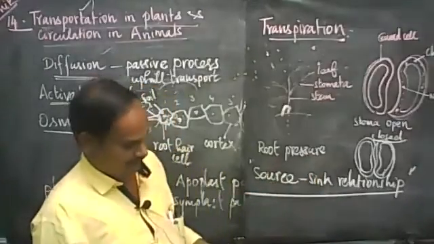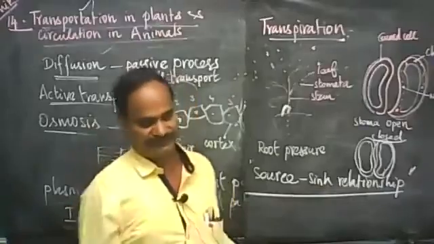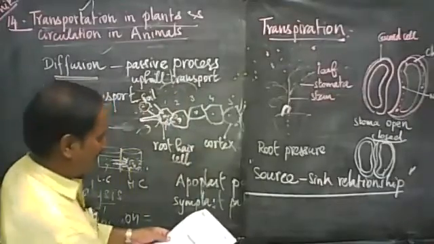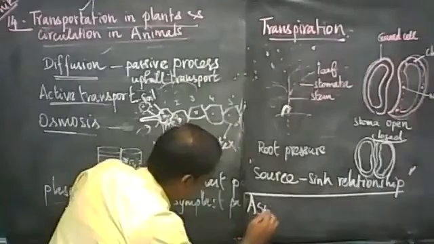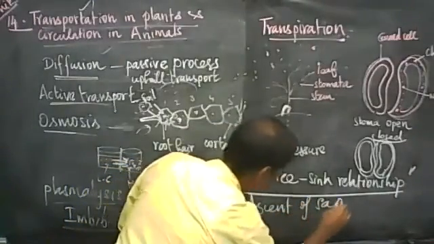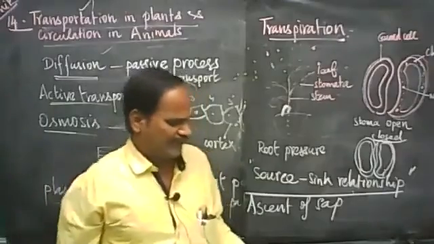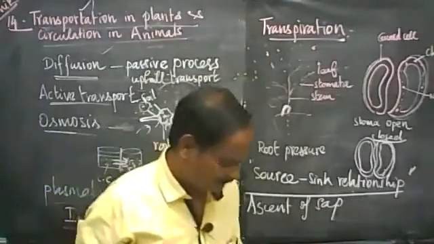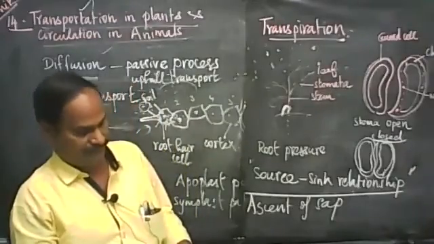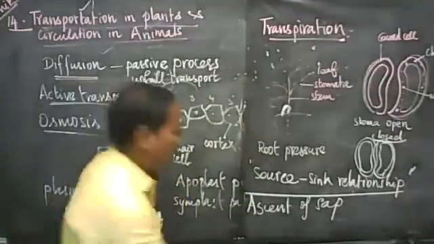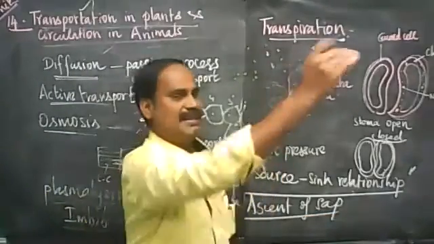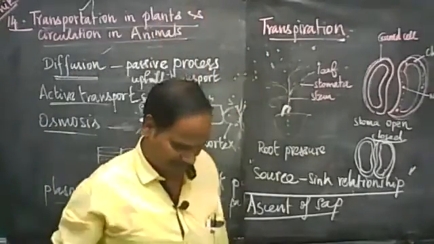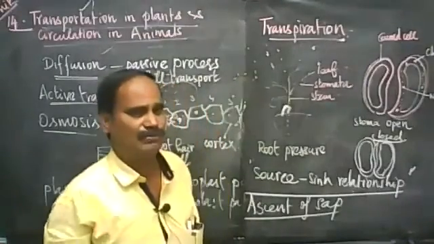Ascent of sap. Ascent of sap is the upward movement of water, so water and mineral salts move upward.